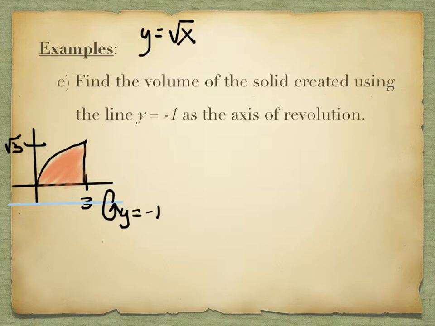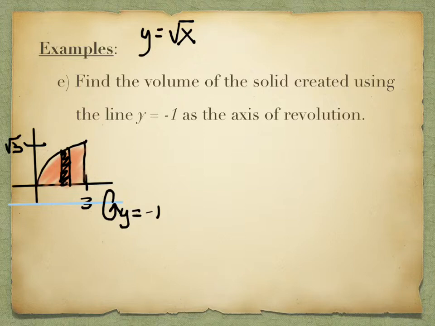Okay, so let's draw a representative rectangle. How will it look? It's going to be vertical this time, right? Because it needs to be perpendicular to the axis of rotation. So there it is, right there.